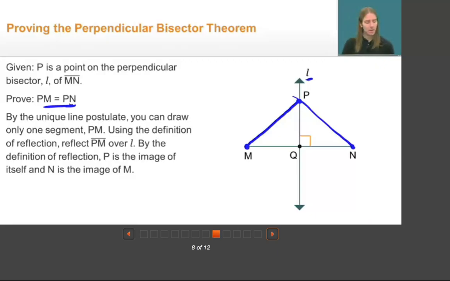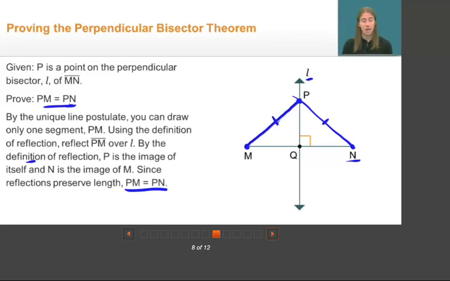Now, when I do that, then by the very definition of reflection, I know that P is in the image. It is actually just the image itself because it's on the line of reflection. And furthermore, N is the image of M. Furthermore, I know that reflection preserves lengths, and therefore these line segments are congruent. And in fact, we get from this fact that the distance between P and M is equal to the distance between P and N. And that's exactly what we needed. We needed to know that any point along the line L is equidistant from the line segment's two endpoints.